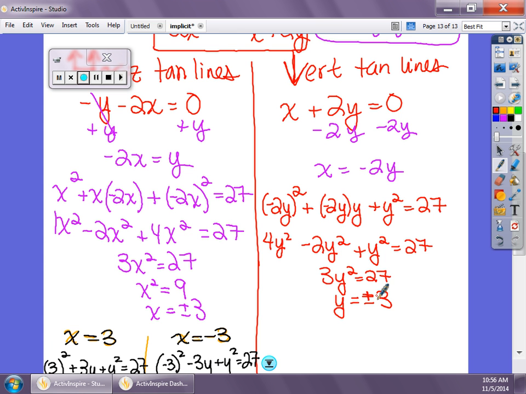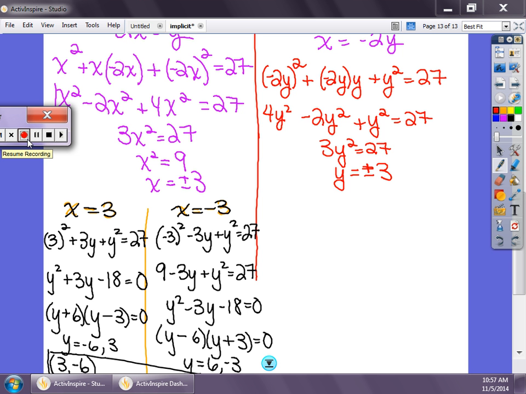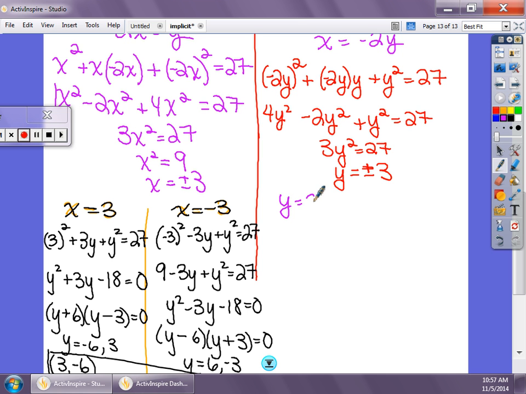So where do I put that y? Now I have the y value of my ordered pairs. I plug that back into the original. So now we have the y value. What do we do with the y value? Okay, we have to plug in y equals 3, and we have to plug in y equals negative 3. And these are going to give me points on the curve in which you have a vertical tangent line. Okay? So plug the y back in, right?